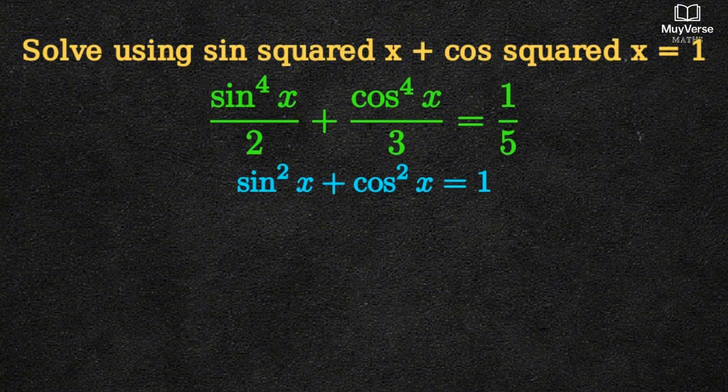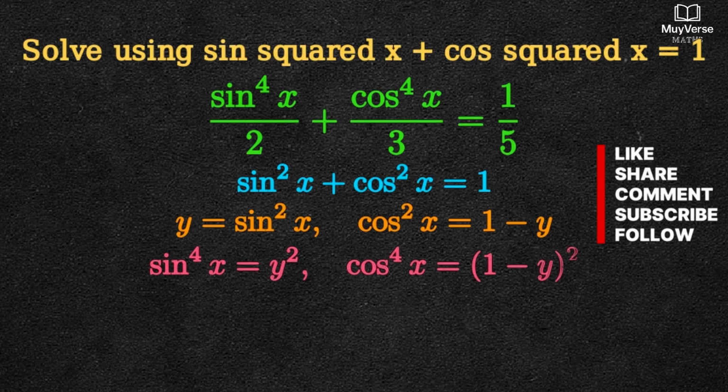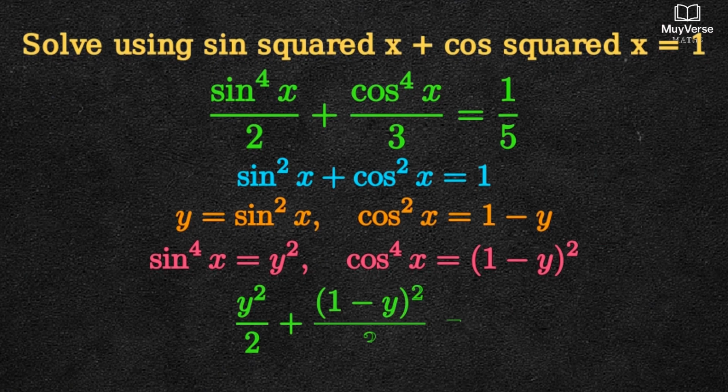Sine squared x plus cosine squared x equals 1. Let y equal sine squared x, so cosine squared x is 1 minus y. Then sine to the fourth x becomes y squared, and cosine to the fourth x becomes (1 minus y) all squared. Substitute to get a single equation in y.